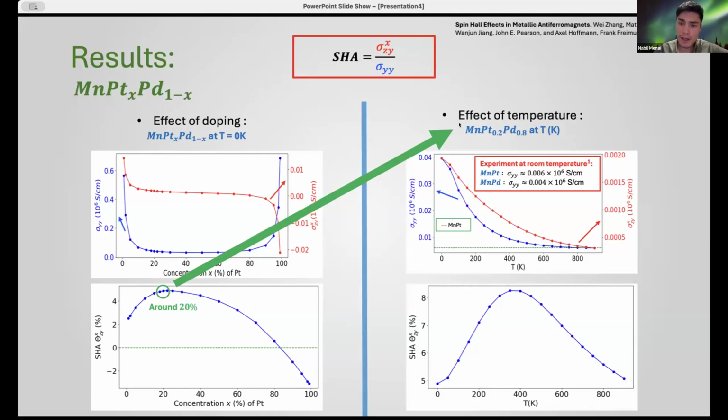And what we see is that the charge conductivity and spin Hall conductivity both decrease as a function of temperature, but with a different rate, right? And this is what leads the spin Hall angle to get a maximum around room temperature, which is 8%. And this is good news because it means that it's practical. We can use this kind of material in real devices at room temperature.